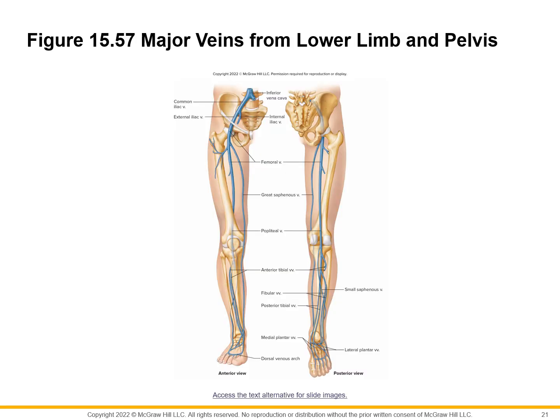As you see here, this is the anterior tibial, posterior tibial, and this is the femoral vein. This is the great saphenous vein, which drains into the femoral vein. The small saphenous vein drains into the popliteal vein.